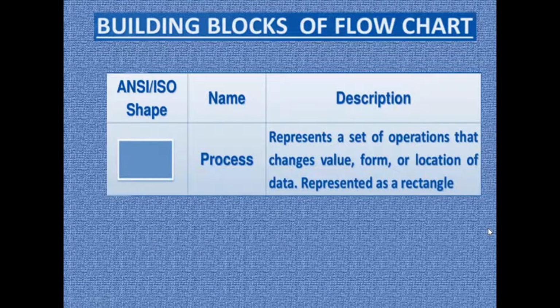Process is basically a rectangle which is used to show any operations, any changes in values, forms, or basically any change in data. So, like in the previous examples as we discussed, to take the product of the length and breadth, we put length into breadth inside this rectangle called the process.